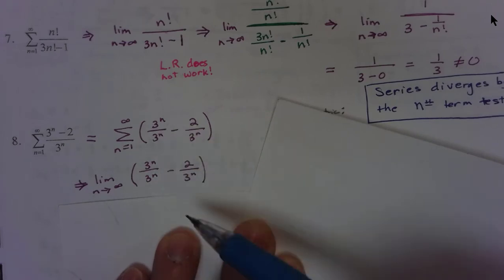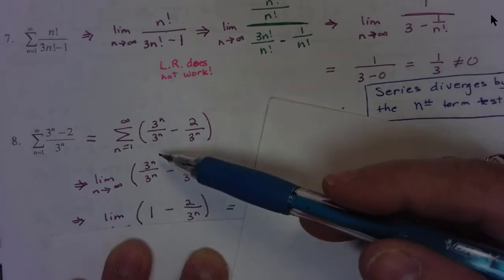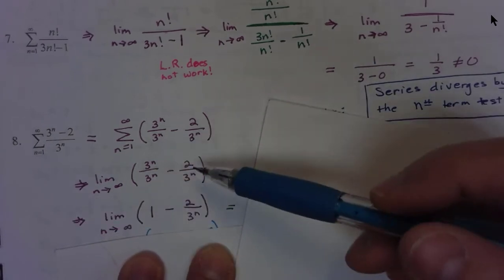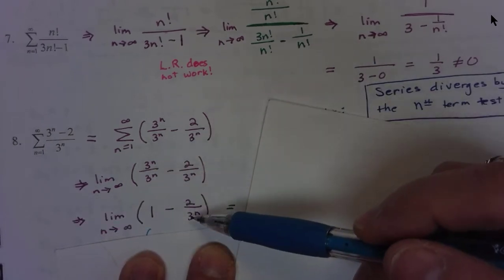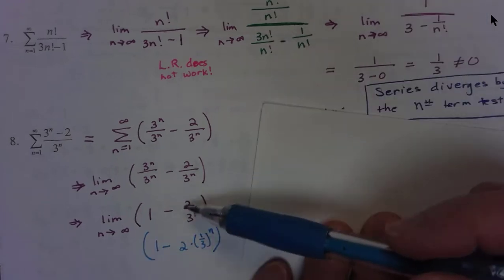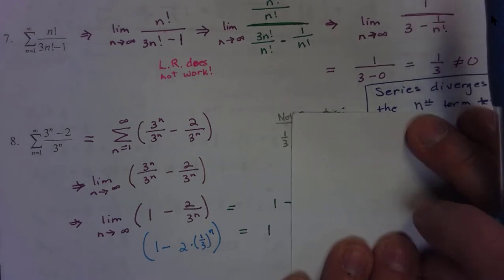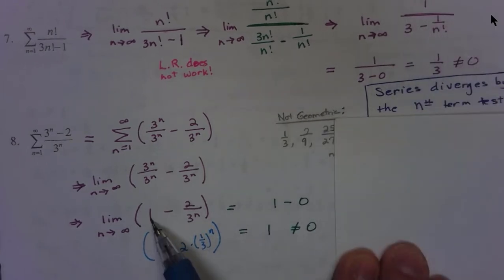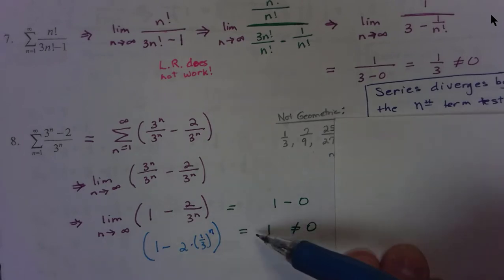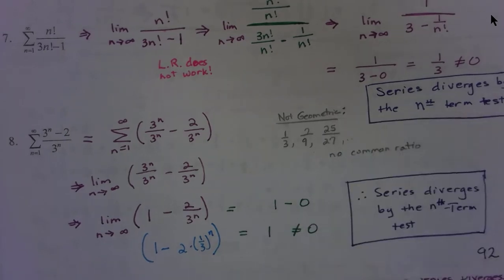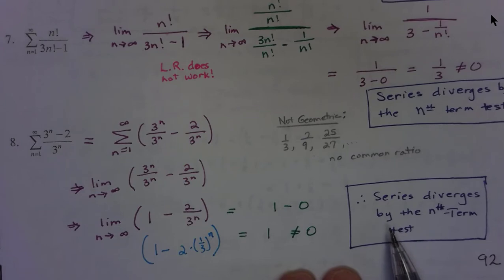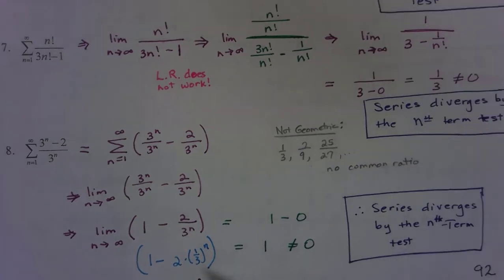Okay. And we can see that this becomes 1 minus 2 over 3 to the n. This is 2 times 1/3 to the n. Now, this is, as n goes to infinity, 1 minus 0, which is not 0. So this series is going to diverge by the nth term test.